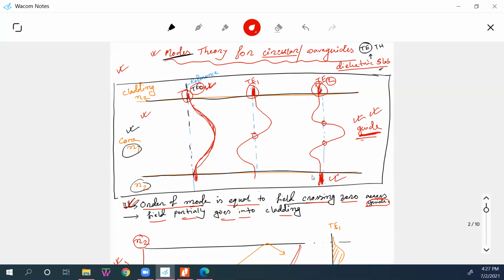So for the lower modes there are guiding rays. If it's a higher mode, then the propagation modes we can call radiation modes.